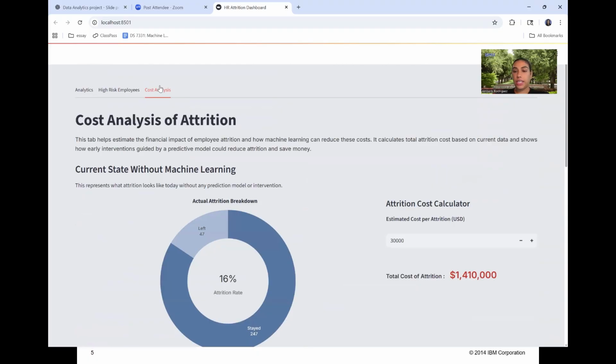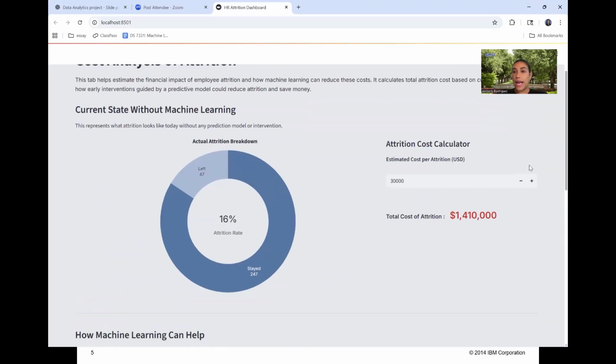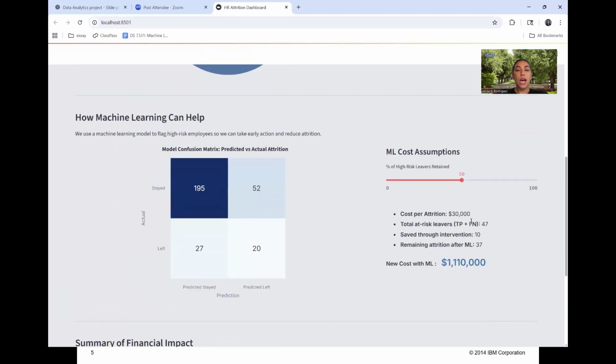And our last page is the cost analysis page. So this is the current state without any machine learning. So we see that attrition is a total cost of 1.4 million. Then if we use machine learning, we see that we can predict some people who are at risk of leaving. And let's say we save about 50% of those people. So that would mean 10 employees are saved through intervention methods. And this would bring down our attrition costs to 1.1 million.